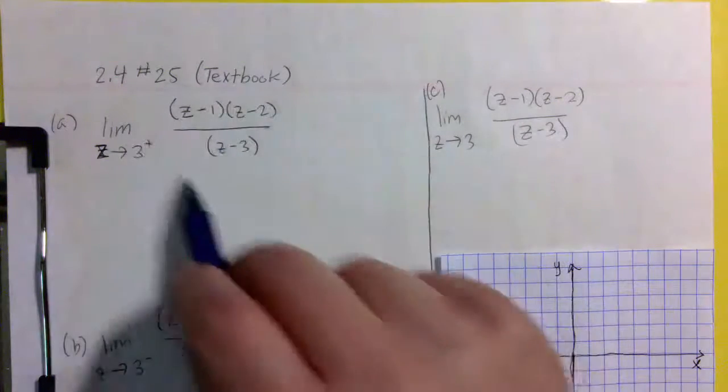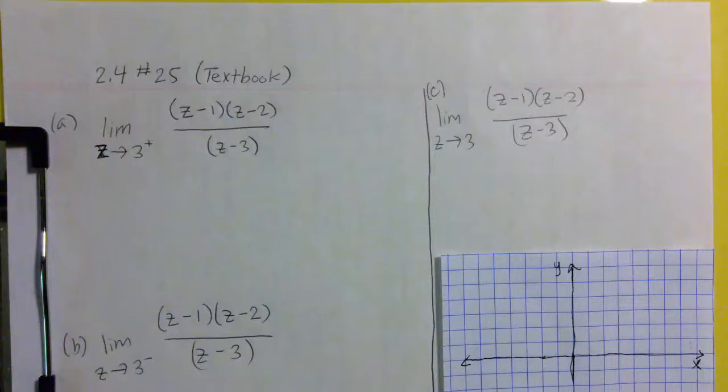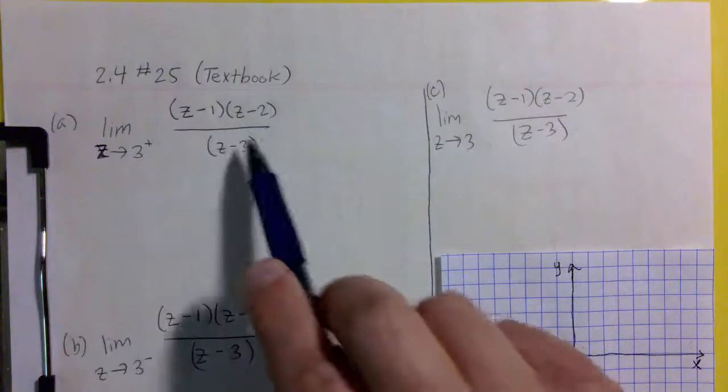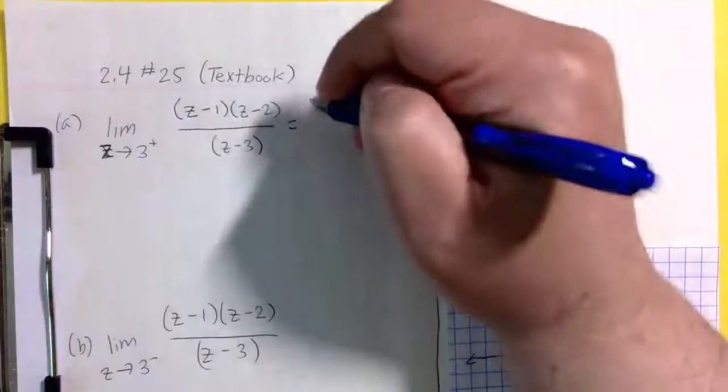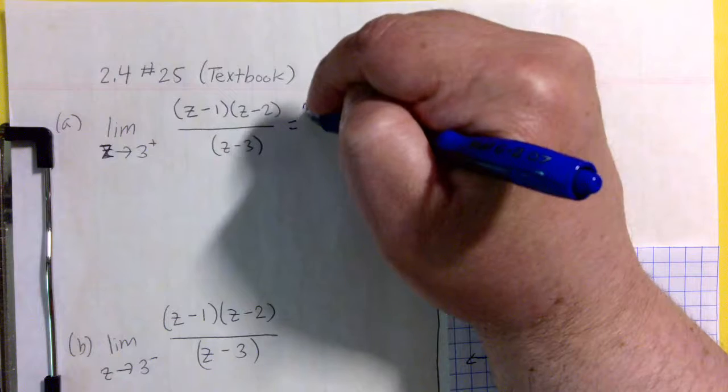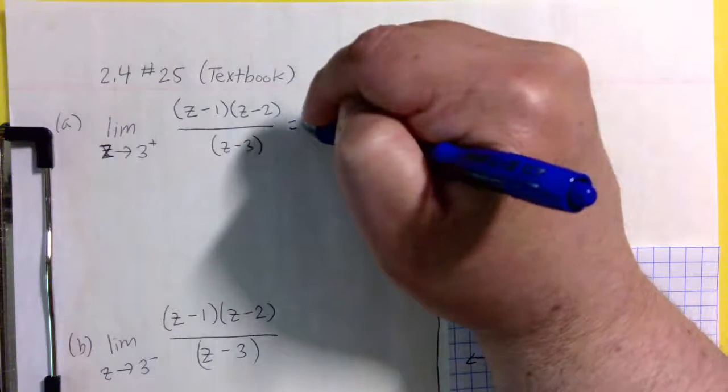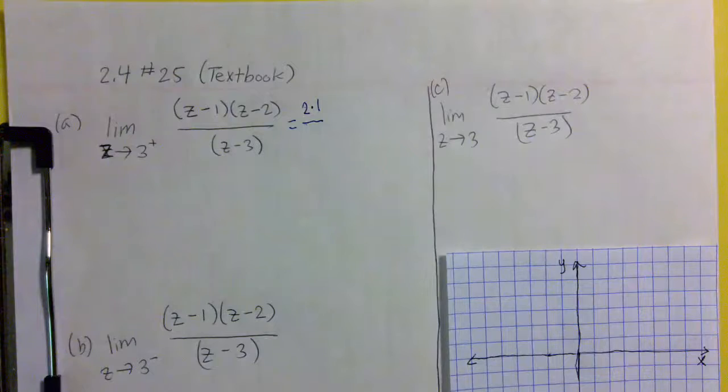Let's think about what's happening to the numerator and denominator of that expression as z approaches 3 from the right. Well, the numerator of that expression is going to approach a constant, because as z approaches 3 from either direction, z minus 1 is approaching 2, z minus 2 is approaching 1. So I could look at that numerator and say that that's approaching 2 times 1, which is 2.